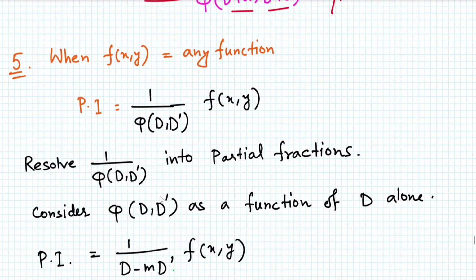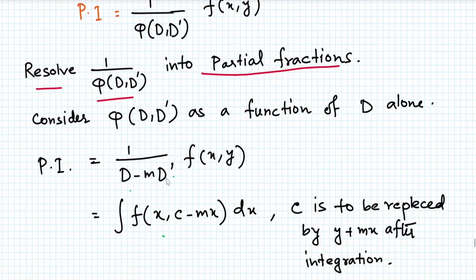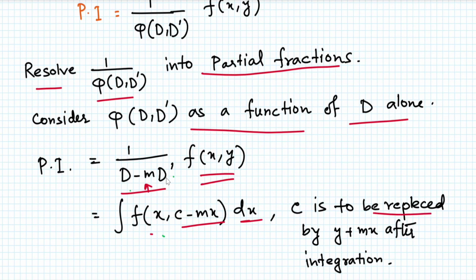Now let us come to the next type of problem. When f of x, y is any arbitrary function, then the procedure is: first resolve phi of d, d dash into partial fractions, then consider d dash as a constant and phi as a function of d alone. Particular integral equal to 1 by d minus m d dash, where m is a root of the auxiliary equation, operating on f of x, y. This is equal to the integral of f of x, c minus mx dx. c should be replaced by y plus mx after integration. So first we replace y by c minus mx, and then after integration c should be replaced by y plus mx.